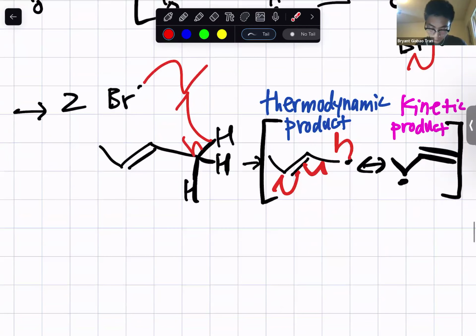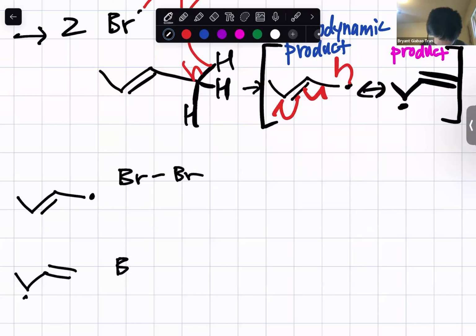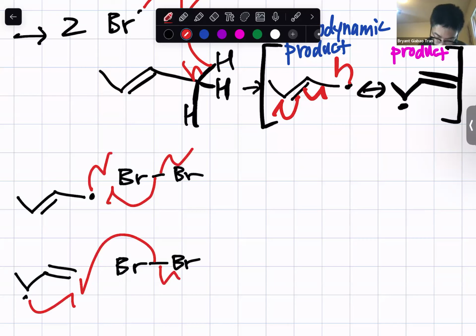Now we could just, let's say, bring in those two resonance structures together and then bring in Br2s. These radicals here are just going to bond with one of the Brs, kicking out another Br radical, which will propagate the reaction.